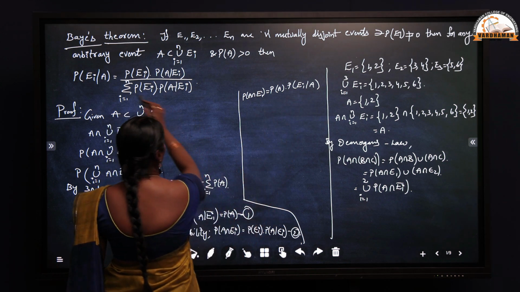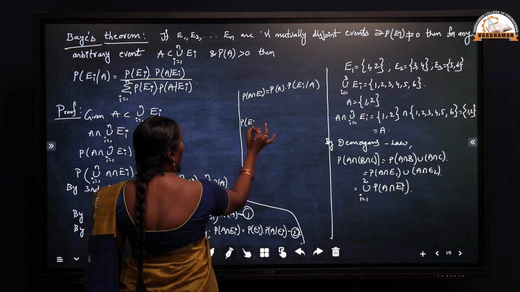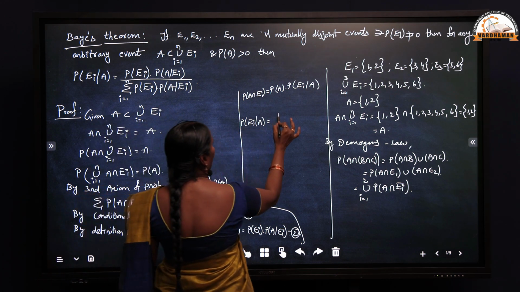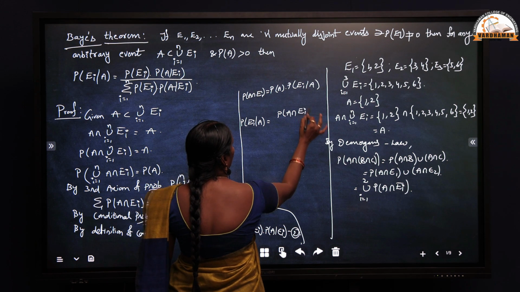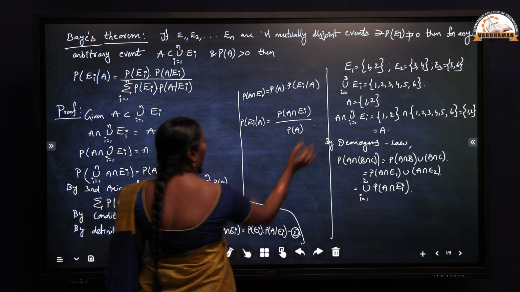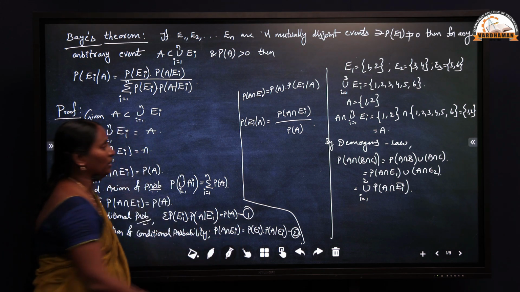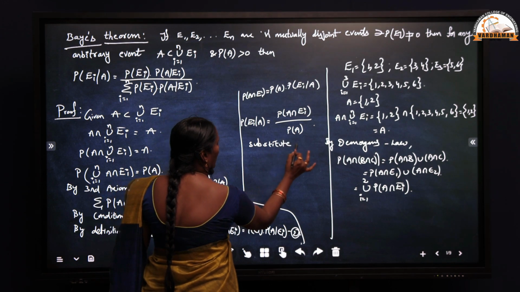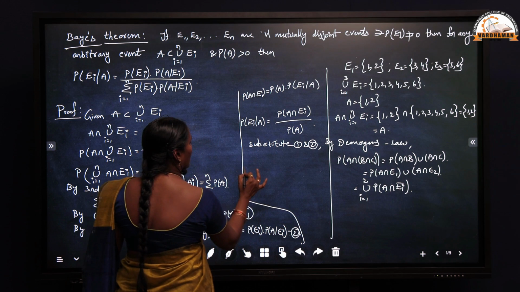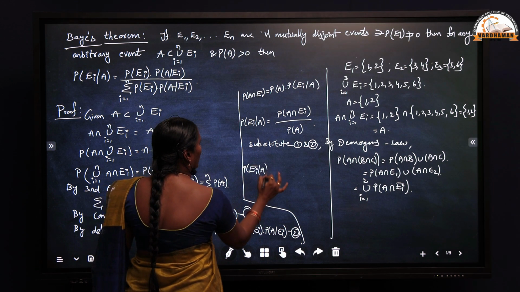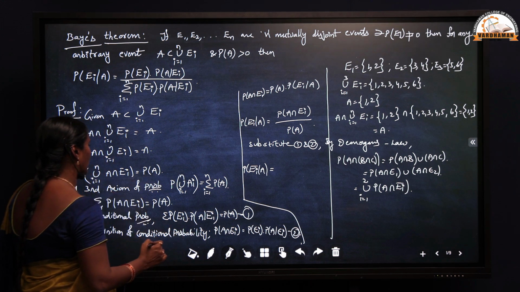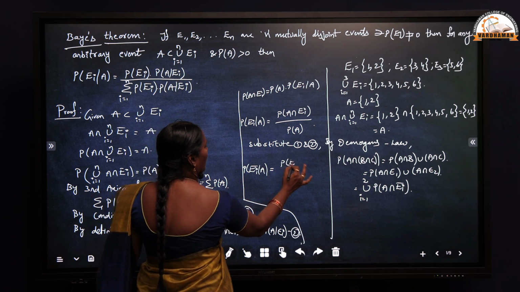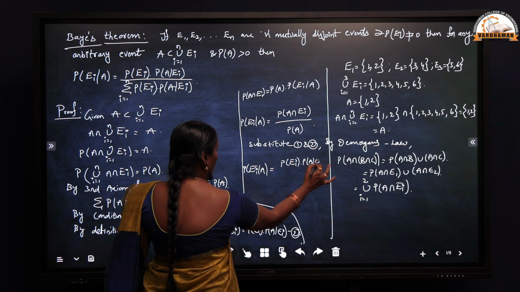So what are we going to prove now? P of Ei given A. From this, P of Ei given A is equal to P of A intersection Ei by P of A. Now substituting equations 1 and 2 in this statement, P of Ei given A is equal to P of A intersection Ei, which is P of Ei into P of A given Ei.